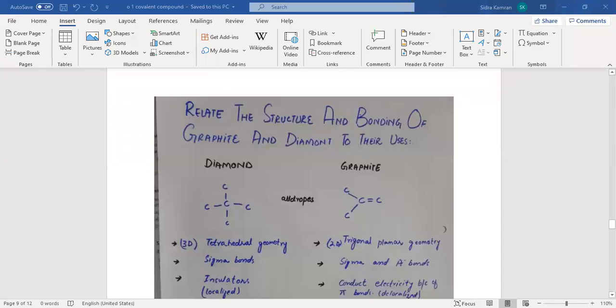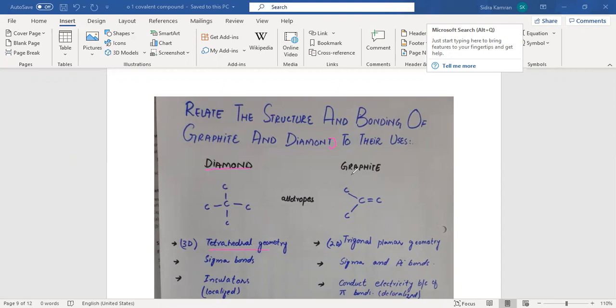Today we are going to discuss the properties and uses of graphite and diamond according to their bonding and structure. Here you can see one carbon is attached to four other carbons in the structure of diamond, which shows diamond is making a tetrahedral geometrical structure.